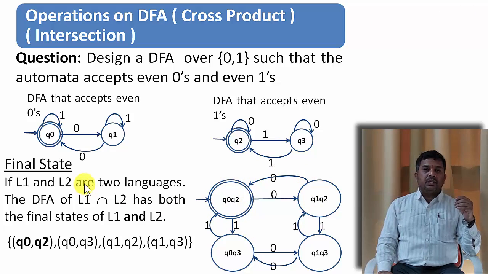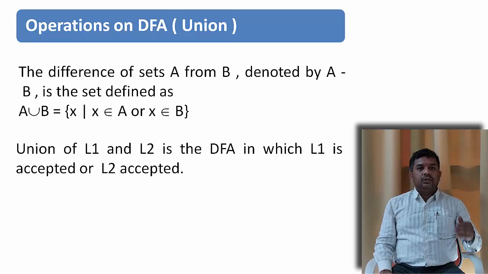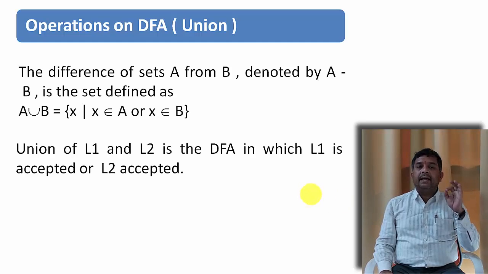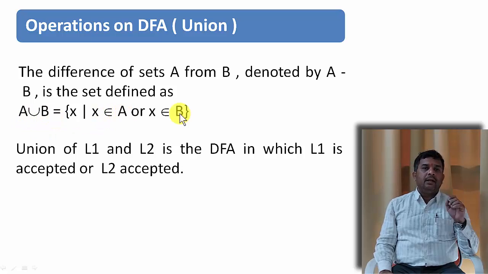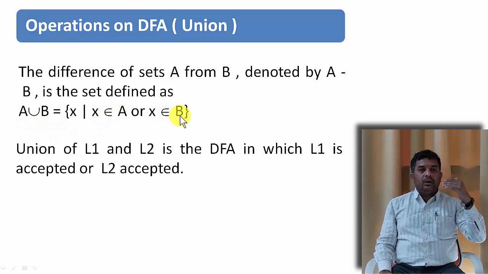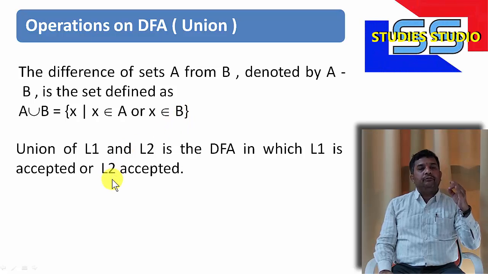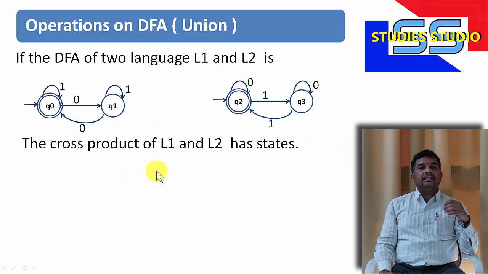I hope you understood how to do the intersection operation using cross product. So let us see the union operation. The union operation, as we have seen in our last video also, the definition is like this: if X is any element belonging to A union B, then X belongs to A or X belongs to B. So in order to find the DFA for this, we need to find the acceptable states. The union of languages L1 and L2 is the DFA in which L1 is accepted or L2 is accepted. Let us see how.